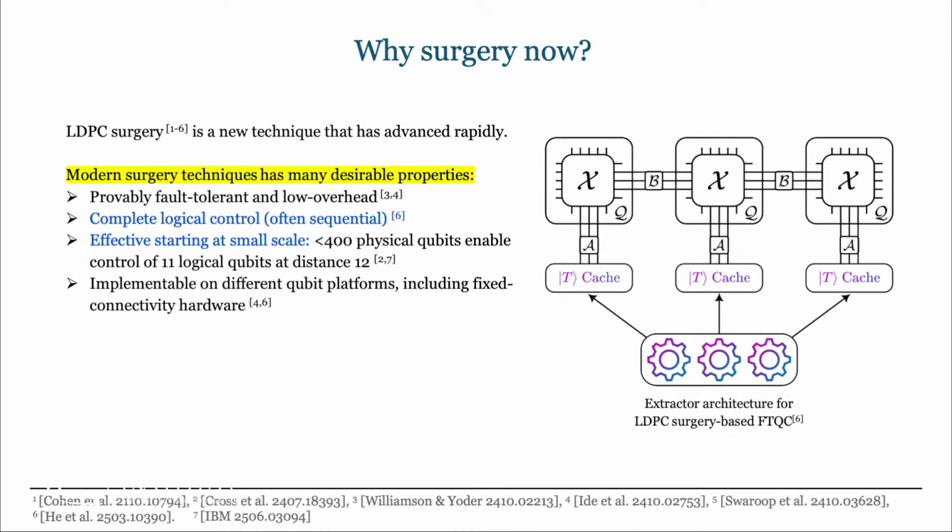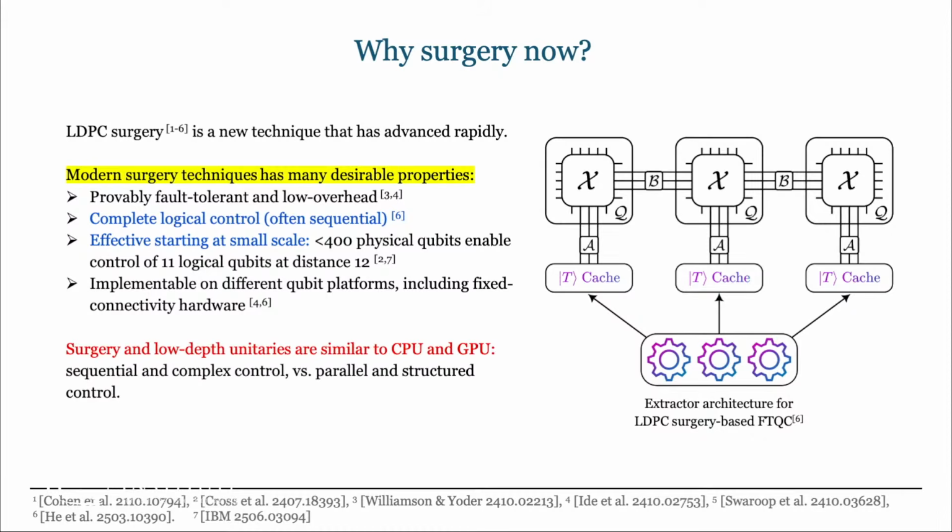But with all of that being said, I think the key reason we're using surgery right now to do these resource estimations is that surgery and low-depth unitaries are very similar to classical CPUs and classical GPUs. The first one gives you sequential and complex logical control, while the second one gives you parallel and structured logical control. Okay? And in the days of early FTQC, when you want to implement specific tasks as soon as possible, surgery becomes a very natural choice.